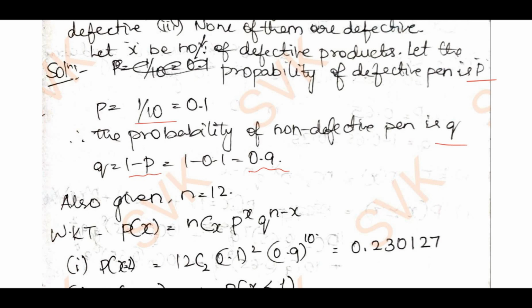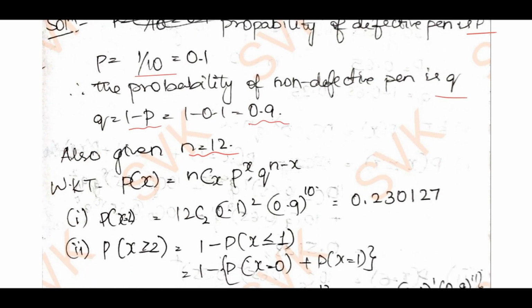Also, by the given n value equal to 12, as it is a small value, we can make use of the binomial distribution. So I am going with P of x as nCx p power x into q power n minus x. Now going with the first value, probability of x equal to 2, exactly 2.